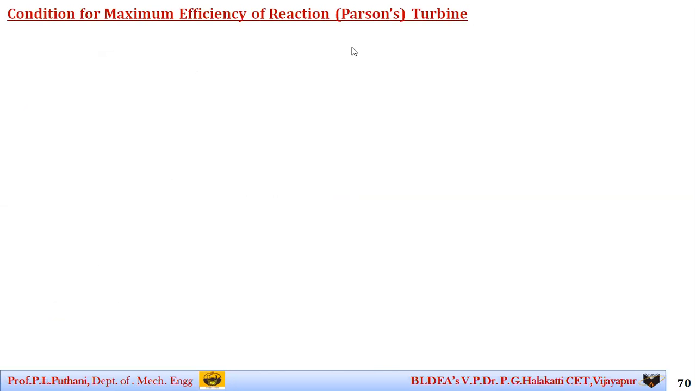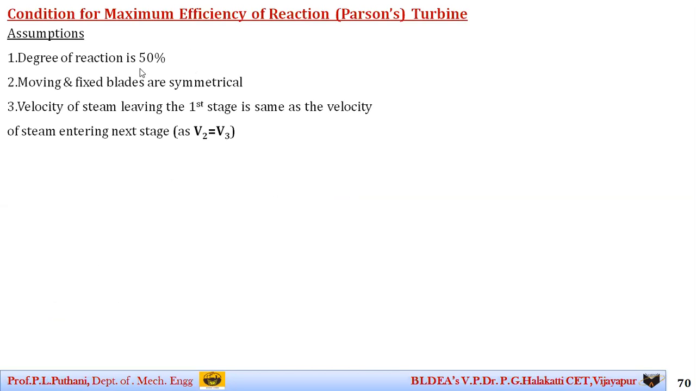Before we begin the conditions for this one, we need to make some assumptions. The assumptions are: the degree of reaction is 50%. Both the moving blades and the fixed blades are symmetrical in nature. And another very important feature of the reaction turbine is that the velocity of steam leaving the first stage will be the same as the velocity of steam entering the next stage, that is V2 is equal to V3, which means there are no frictional losses.